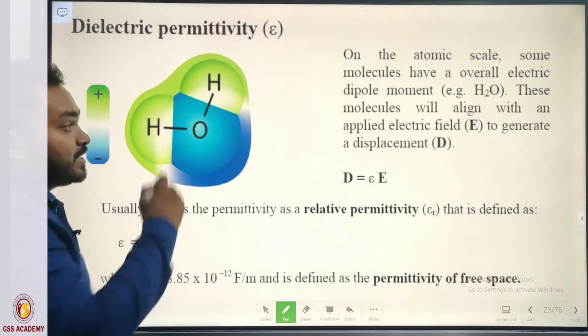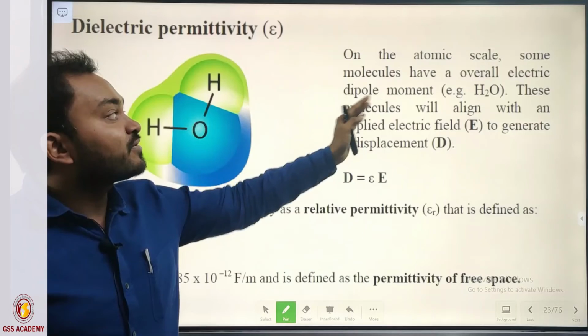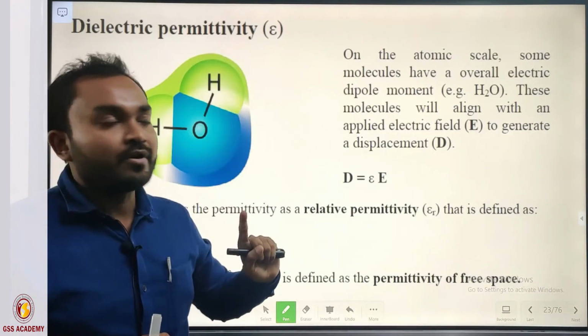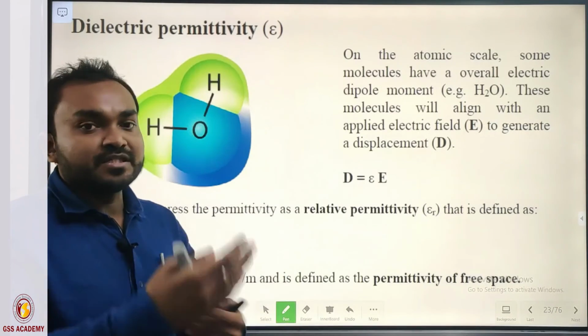So what are these dielectric properties? Basically, on the atomic scale some molecules have an overall electric dipole moment, for example water. These molecules will align with an applied electric field to generate a displacement.